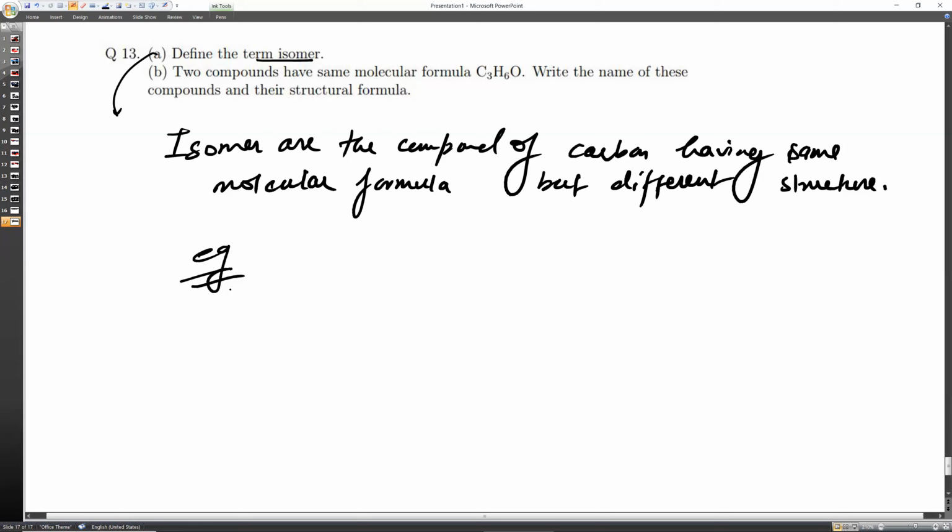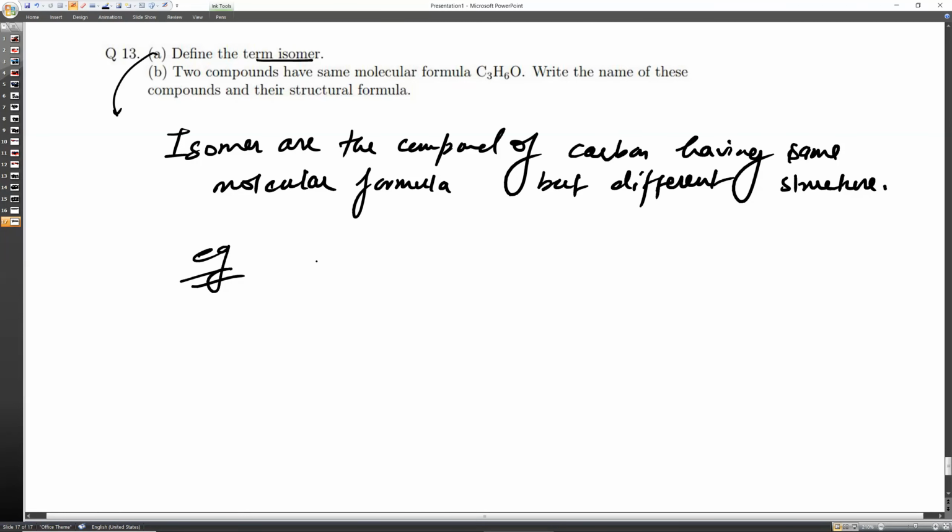So if it is a doubt, then don't write it. And if you are sure that you are writing a correct example, you know the correct answer for this question, then write the example also. Because when you write the example, this gives positive points from the examiner, that he goes to the example and knows what this is.